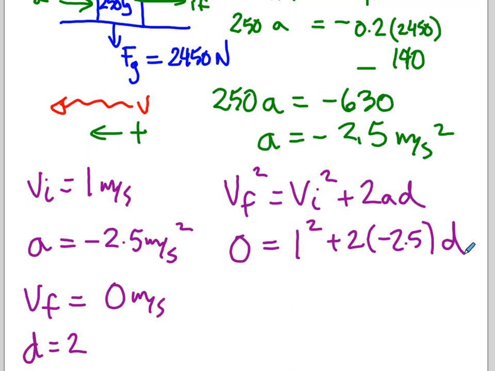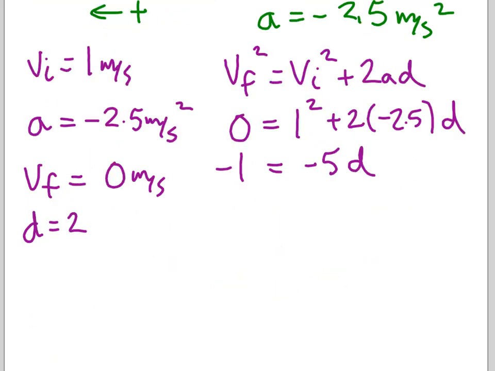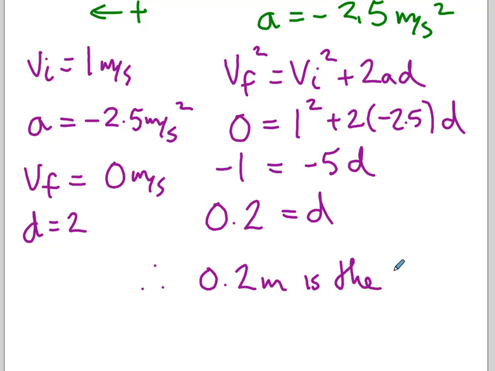Okay, so I'm going to end up with, I'll just do a quick rearranging. This becomes negative 1. This becomes negative 5. If we divide negative 1 by negative 5, let's give ourselves a little more space. We get 0.2 equals D. So 0.2 meters is the stopping distance.